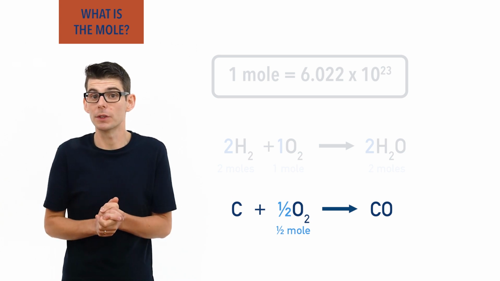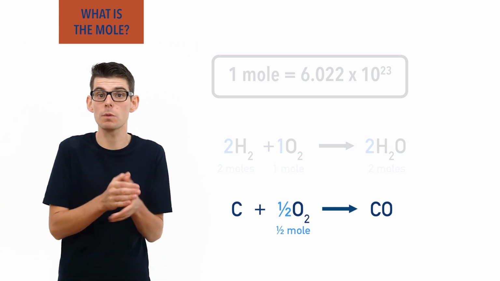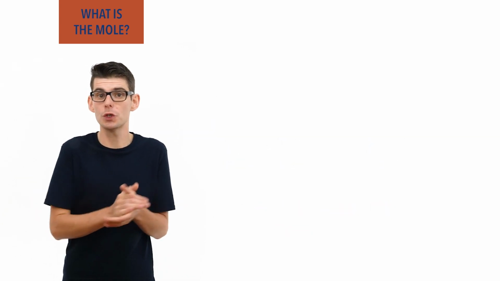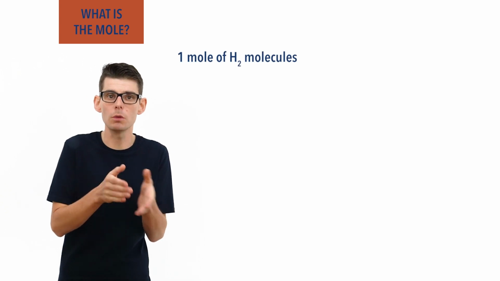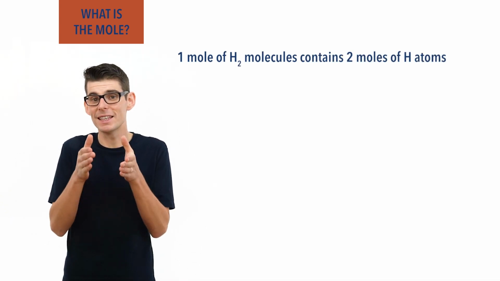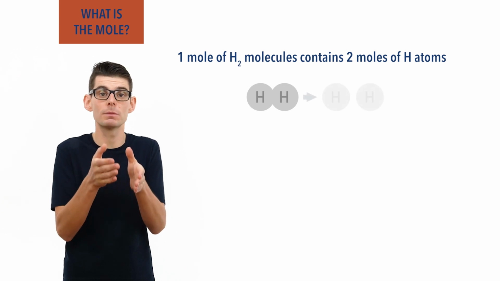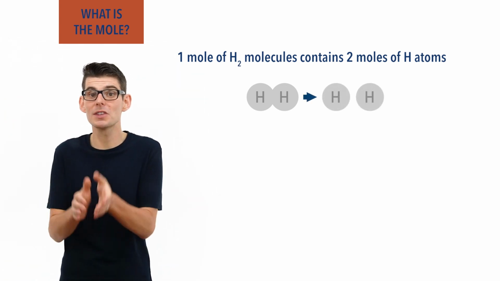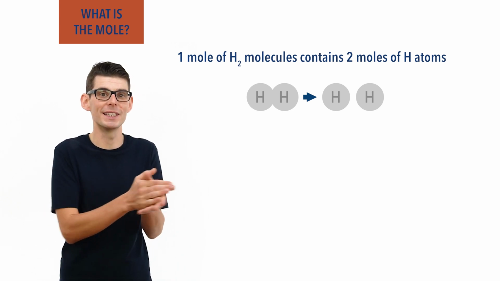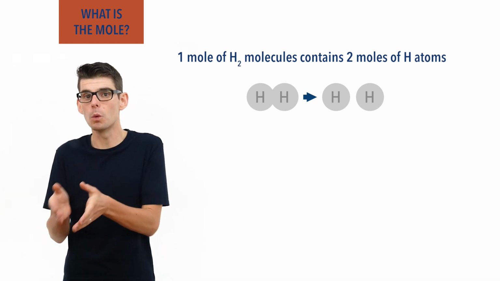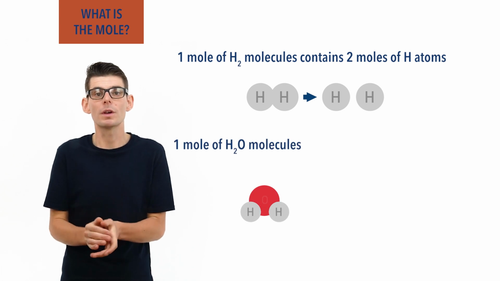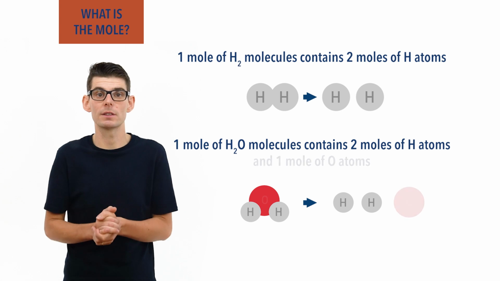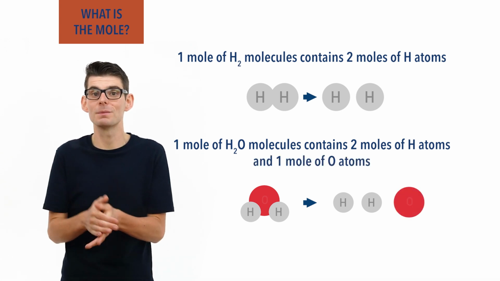1 mole's worth of a molecule will contain more than 1 mole's worth of atoms. For example, 1 mole of hydrogen, H2 molecules, will contain 2 moles of hydrogen atoms, as each molecule contains 2 atoms of hydrogen. Meaning to make 1 mole of hydrogen molecules, 2 moles of hydrogen atoms are needed. 1 mole of water molecules, H2O, will contain 2 moles of hydrogen atoms and 1 mole of oxygen atoms. 3 moles worth of atoms in total.